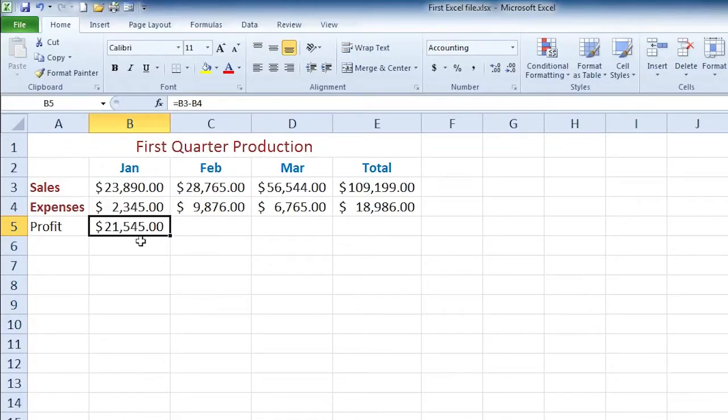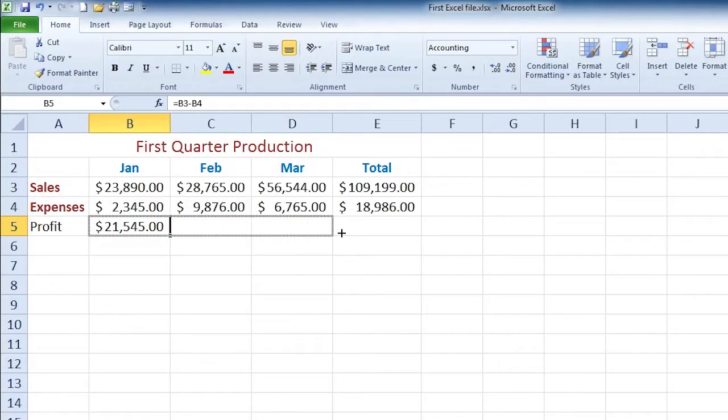Now, do you remember what happens? Click back on B5. Do you remember what happens if we grab that fill series handle and drag across? It will copy that formula. Right. Remember, we use that fill series handle in a lot of different ways, and one of them is to copy a formula. So just click and drag across to C5, D5, and E5. Okay. There you go. That's easy.